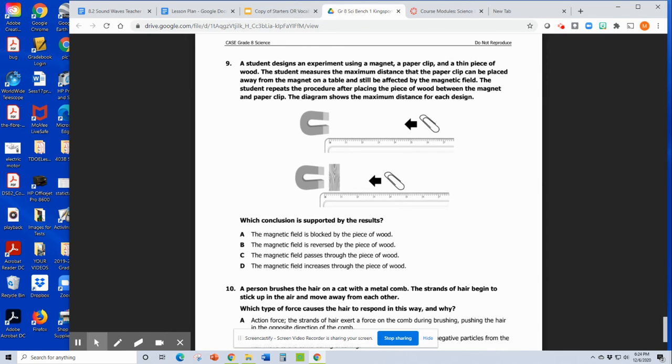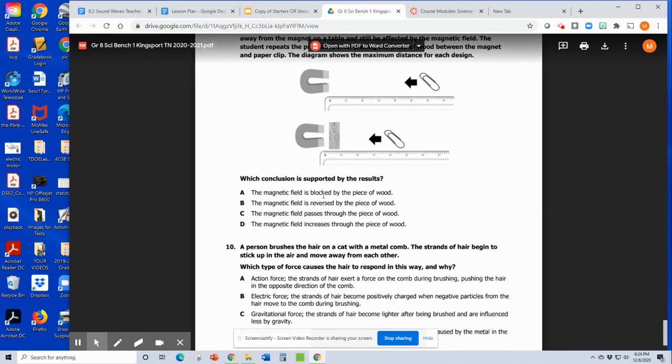Okay, so that ruler is kind of hard for me to read, but I can see that right now the paper clip is, I think that's 6 maybe inches or centimeters, I don't know, inches away, and it can be attracted to the magnet. Now it looks like when you put that thin piece of wood there, this paper clip can still feel the magnetic field. It's maybe not quite as strong, but it can still feel it, because I noticed that it still doesn't have to touch it, and it can still be affected by it.